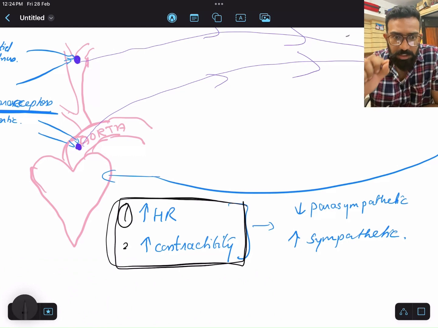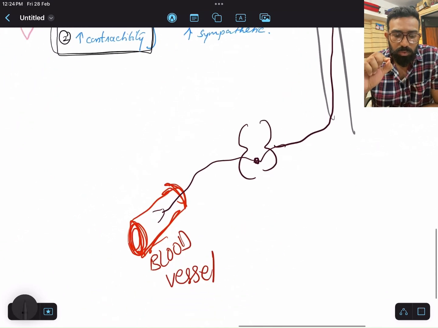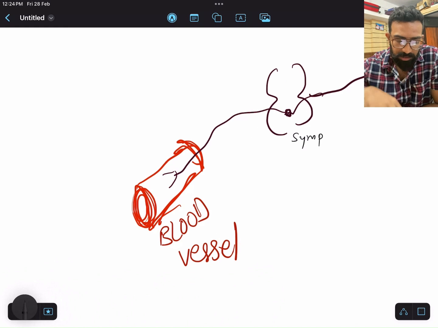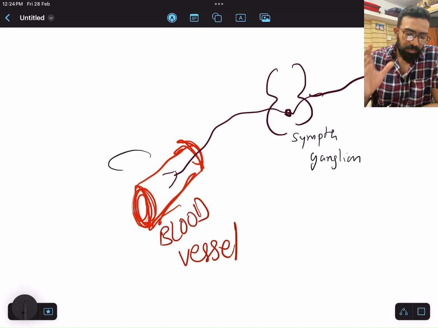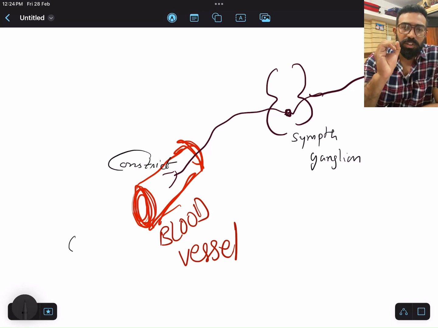There is also another mechanism. Now this cardioregulatory center goes down through the sympathetic ganglion. What I have drawn here is the sympathetic ganglion. Through the sympathetic ganglion, the brain sends signals to all the blood vessels to constrict, to cause vasoconstriction.